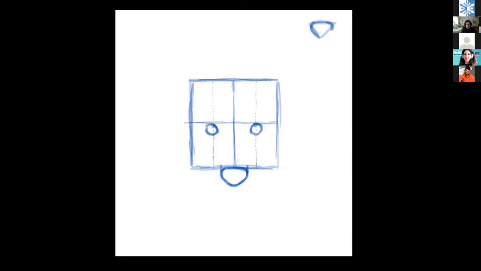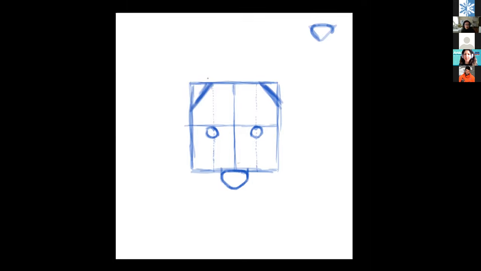Then, another thing you're going to do now is on this side, you cut off the tip of the square. You can round it up a bit. Even I am not doing it perfectly well. Okay. Everyone on the same page? Yes. Okay.